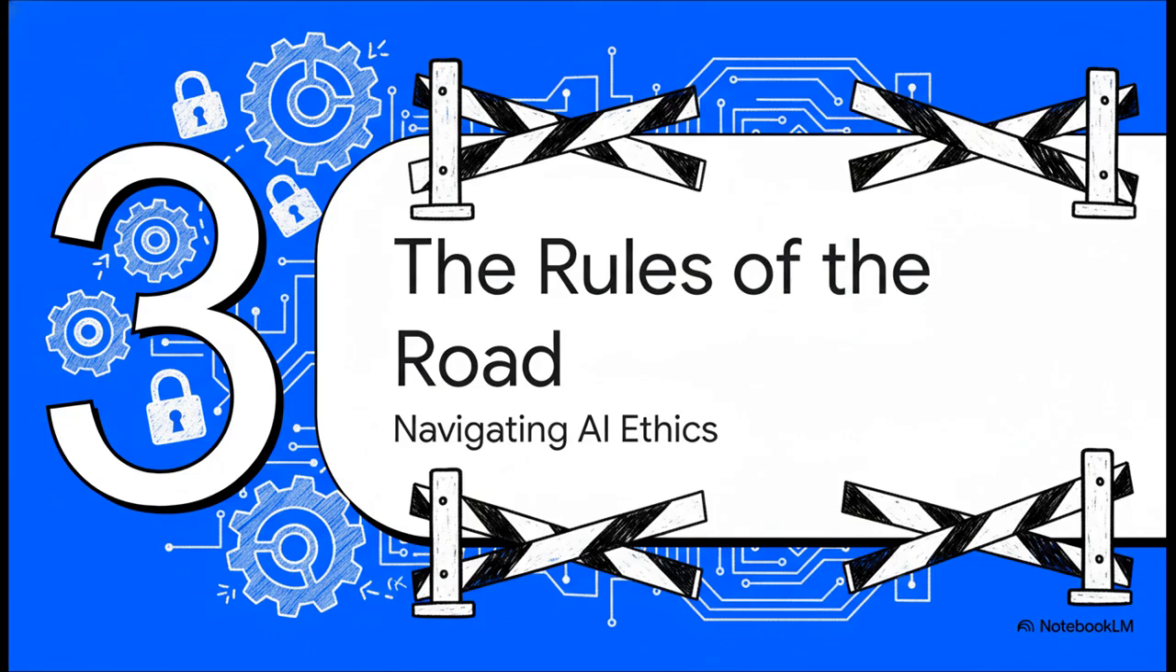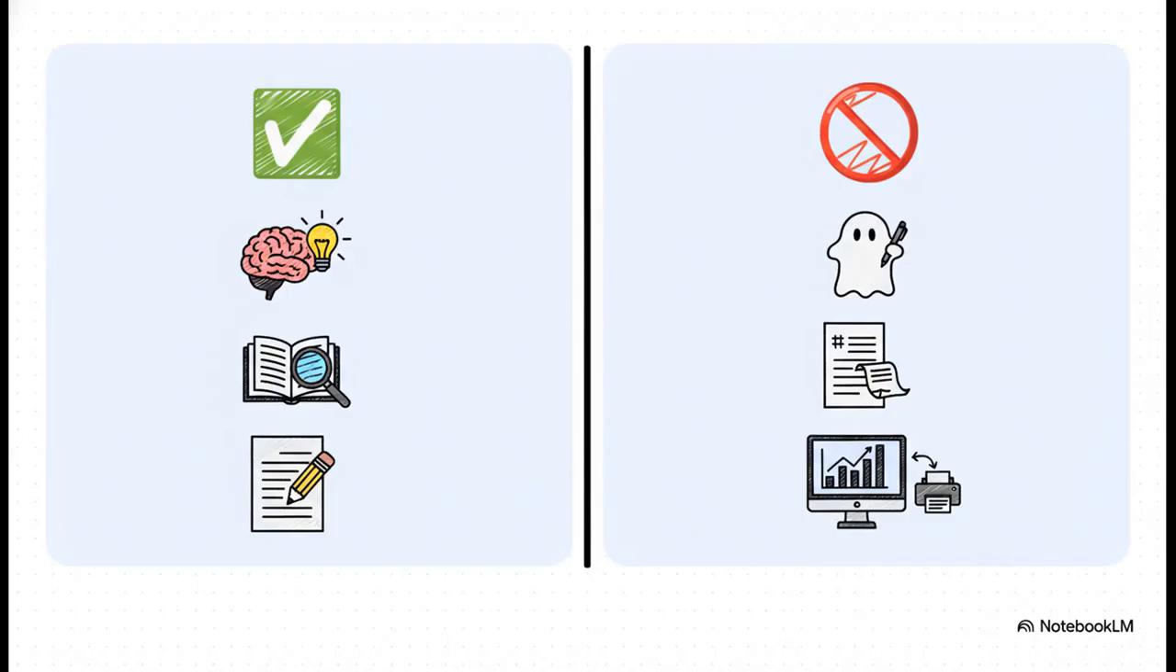Because with all this power comes some pretty serious responsibility, which brings us to our next topic, the rules of the road for navigating AI ethics. So as universities and schools start to create official policies, a really clear pattern is emerging. It's basically a list of do's and don'ts.